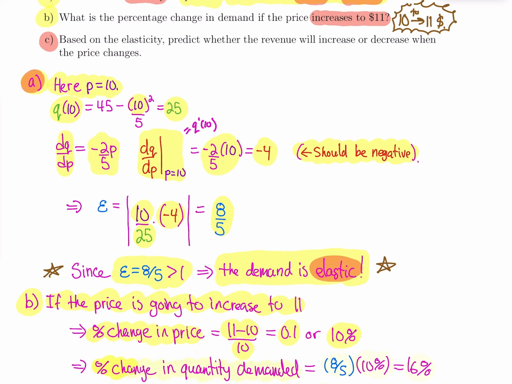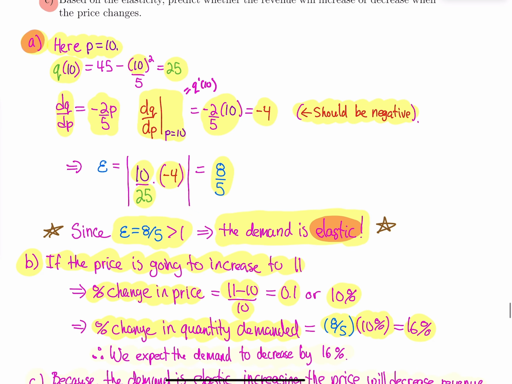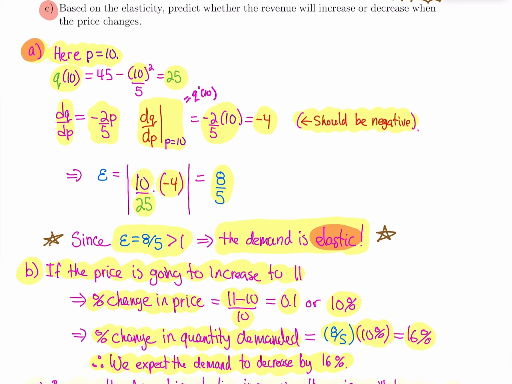Now, if you want to predict the percentage change in quantity demanded, take your elasticity number, which is 8/5, times 10%, and you're going to get another percentage. So here, 16%. What does that 16% represent? We expect the demand to decrease by 16%. Remember, when you're increasing the price, you're always going to be decreasing the demand. So that's always the answer here. You get a percentage that is a percentage of decrease if you're talking about an increase in price.